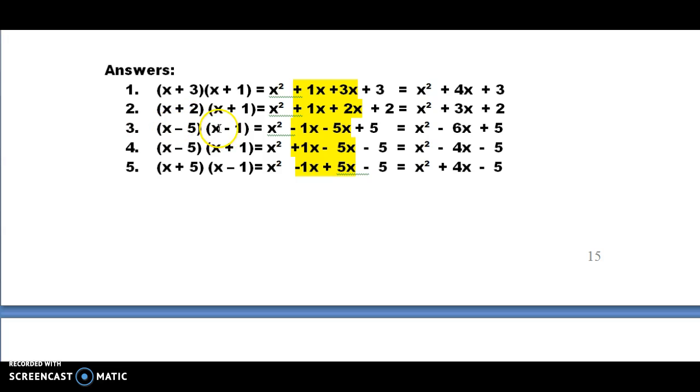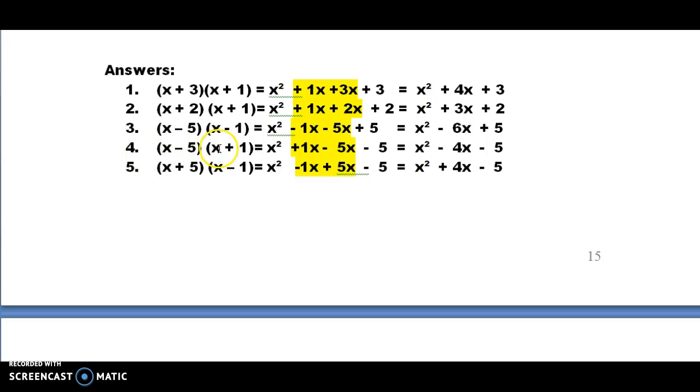So we have x times x for x squared. Then on the outside we have x times negative 1, which gives us negative 1x. The 2 that are closest together, taking the sign with it, is minus 5 times x, so that's a minus 5x. And then the last term is negative 5. The last term here is negative 1. Negative times negative gives us a positive, so we have a positive 5. And then we combine the 2 like terms, so that gives us a minus 6x for the middle term in our answer. Problem number 4.